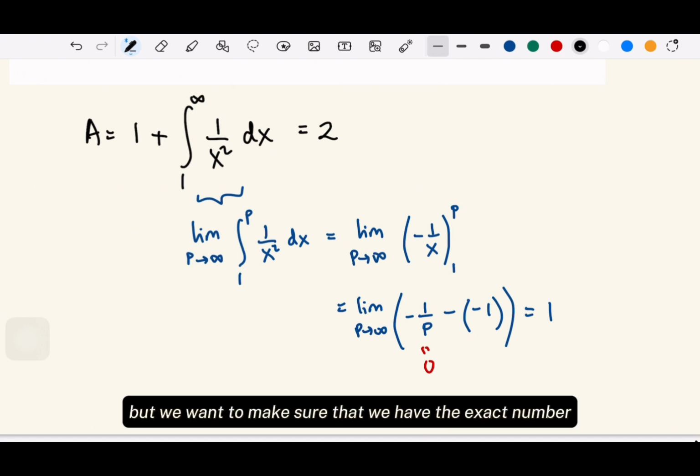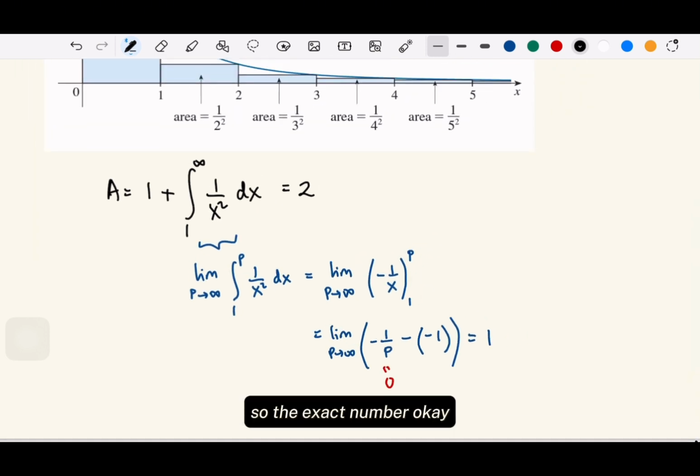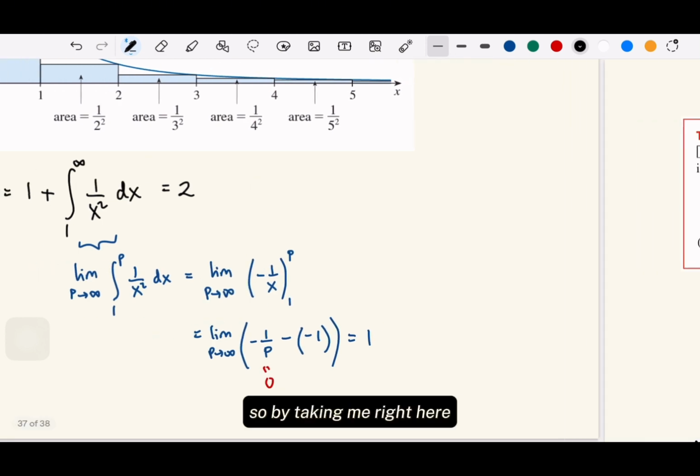But we want to make sure that we have the exact number, right? So the exact number, okay, so by taking, let me write here.